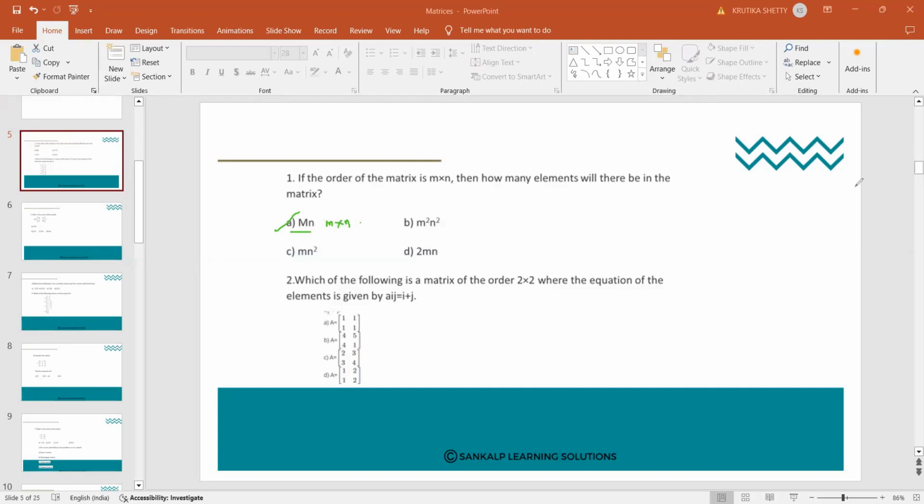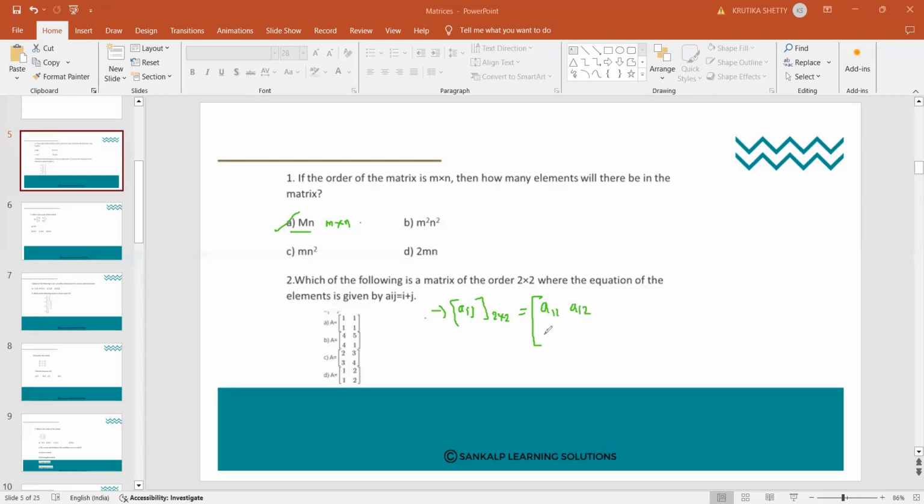Next, the second question. Pay attention, this is the last question for today's class. Which of the following is a matrix of the order 2 cross 2, where the elements are given by a i j equal to i plus j? So we discussed the formation of a matrix. They are asking us to write down a matrix whose order is 2 cross 2. A 2 cross 2 matrix will have 4 elements.